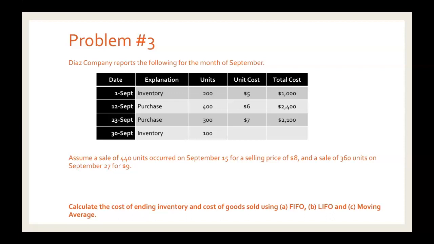We're told that on September 1st, we had a beginning inventory of 200 units at $5 a piece for a total cost of $1,000. On the 12th, we made a purchase of 400 more units at $6 a piece. On the 23rd, we made another purchase of 300 units at $7 a piece. And then at the end of the month, we should end up with 100 units. Then it tells us, assume a sale of 440 units occurred on September 15th for a selling price of $8, and a sale of 360 units on September 27th for $9.